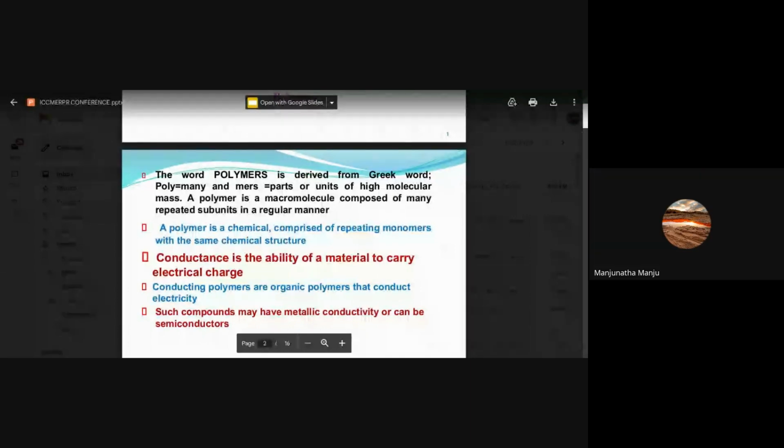The word polymer is derived from the Greek word poly meaning many and meros meaning part, or units of higher molecular mass. You can say that a polymer is a macromolecule composed of many repeated subunits in a regular manner.